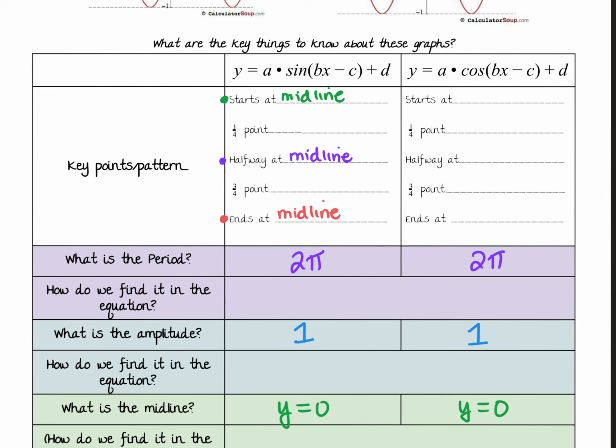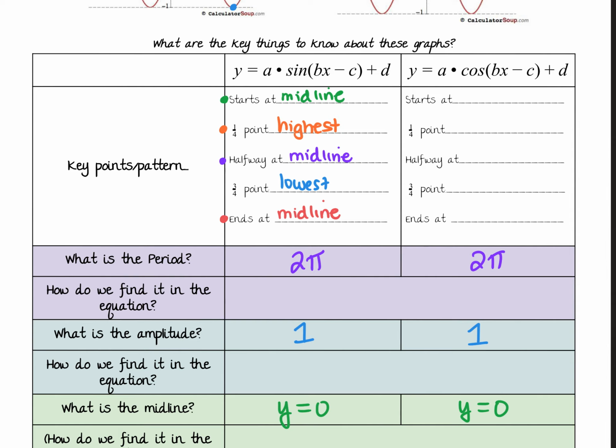As far as these go, I'm really just asking you to look at what happens between the beginning, the start, and the halfway point. So up here, I'm at my highest point on my graph. And then finally, I want to mark between the halfway and the ending point. I see I'm at my lowest point on my graph. Okay, I'm going to do that same thing with cosine.